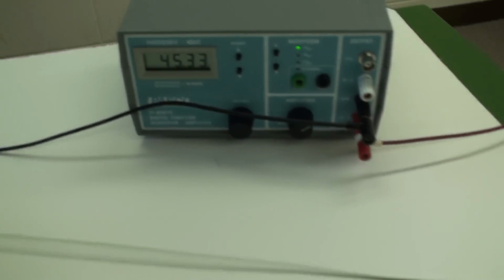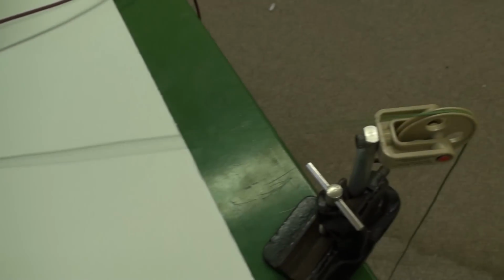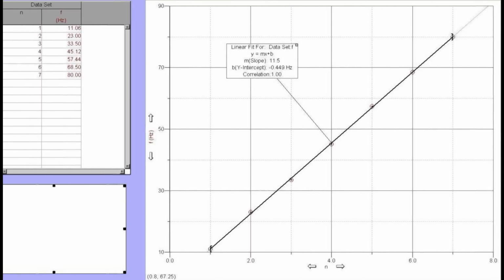Here we show the n equals 4 harmonic. We recorded the frequency for each harmonic number n. A plot of resonant frequency versus n yields a straight line with a slope given by 1 over 2L square root of T over mu. Your slope should be compared with this value, which also happens to be the fundamental frequency.